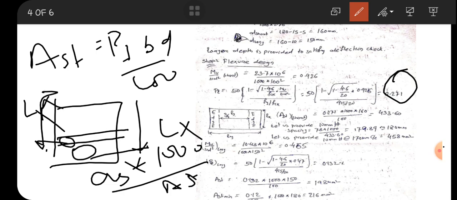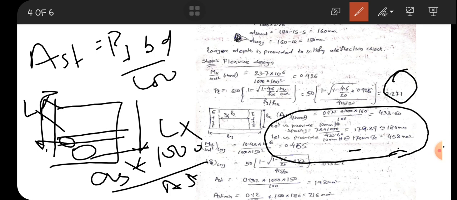and generally whatever spacing we calculate, we provide less than that to be safe against cracking criteria. Then we are providing 170 mm spacing. Then the Ast requirement will be changed to 458 mm square. This will be in the shorter span.